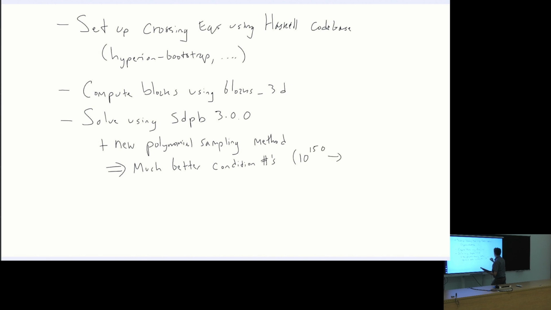So for example, in one instance, a problem with a condition number of 10 to the 150 turned into something like 10 to the 100 with the new method. So it's quite helpful. This is, by the way, the initial condition number of the problem, not the condition number in the final solution. Those are also better, but not by this much.